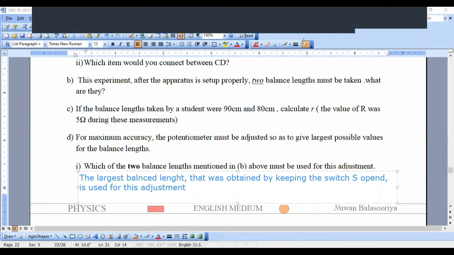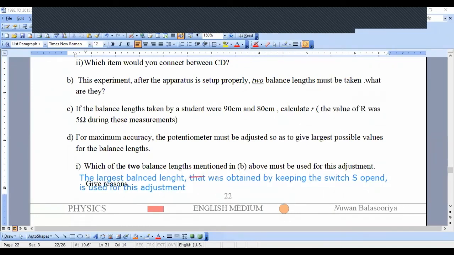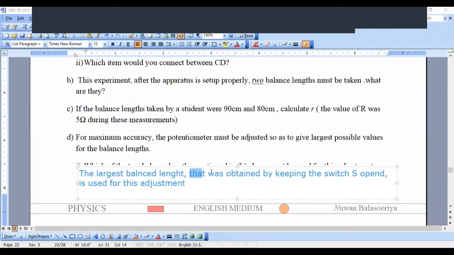The most upsetting thing is that I was a teacher during the 2012 A-level examination. Some students did not write this sentence, this part. Even some of my students did not write this. As that part was not written, it is not transparent: they did not write that it was obtained by keeping the switch S open.